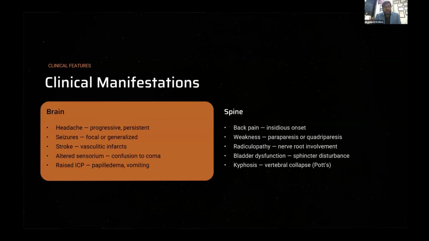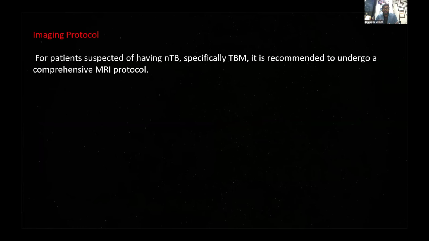As already discussed, the clinical manifestations in the brain are headache, seizure, stroke, altered sensorium, and raised intracranial pressure, whereas in the spine they present as back pain, weakness, radiculopathy, bladder dysfunction, and kyphosis. For patients suspected of spinal or cranial tuberculosis, especially TB meningitis, it is recommended to undergo a comprehensive MRI protocol.